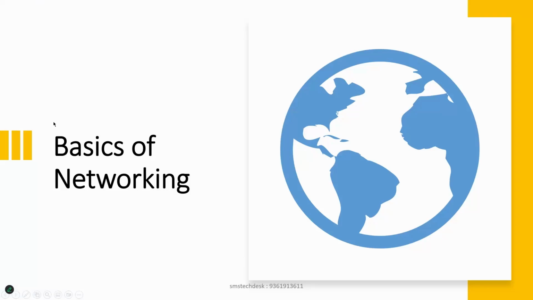Now we are clear about the prerequisites for learning NSX Lite. Now let's move into the basics of networking. So we are going to start with the basics of networking from a physical network perspective.